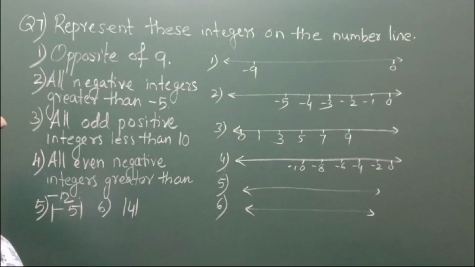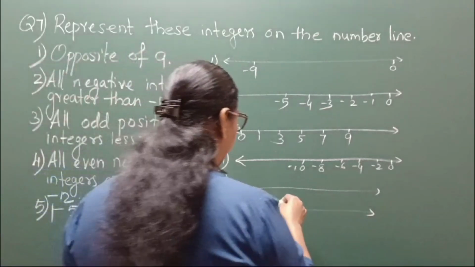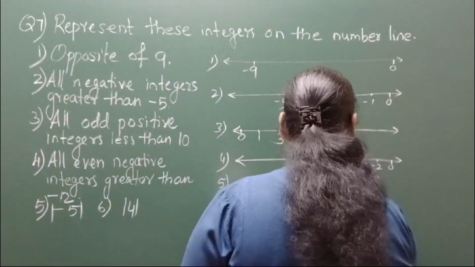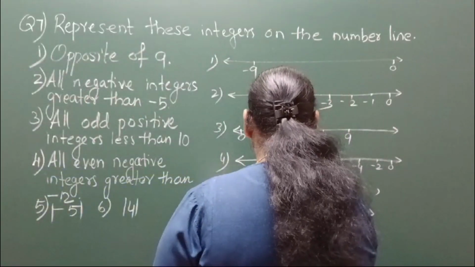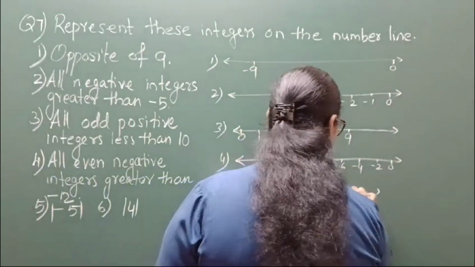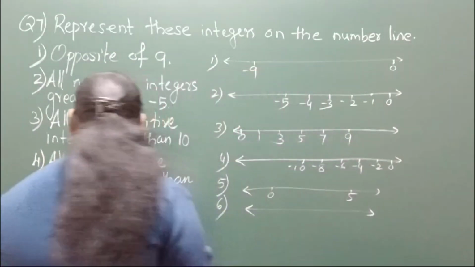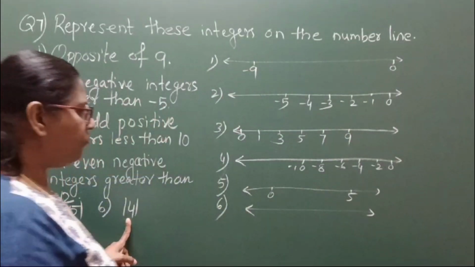Then comes absolute value of minus 5, that is 5. Then absolute value of 4.